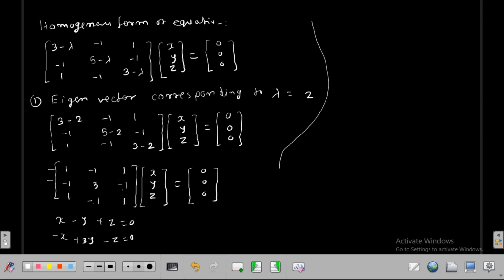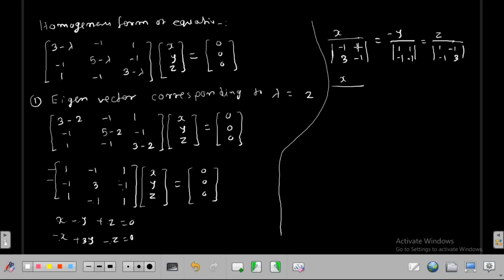Now use the Cramer's rule to find the values of x, y, z. For x, write the coefficients of y and z in determinant form: y coefficient is minus 1 and 3, z coefficient is 1 and minus 1. Equal to minus y divided by, with a negative sign, the determinant of the coefficients of x and z: x coefficient is 1 and minus 1, z coefficient is 1 and minus 1. Now equal to z divided by the determinant of the coefficients of x and y: x coefficient is 1 and minus 1, y coefficient is minus 1 and 3. That's all the determinants.